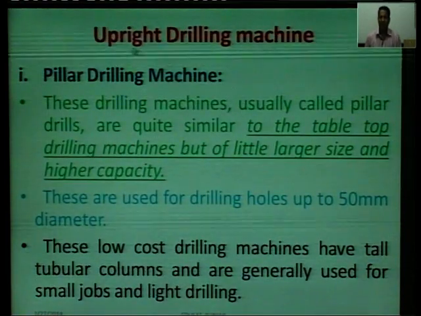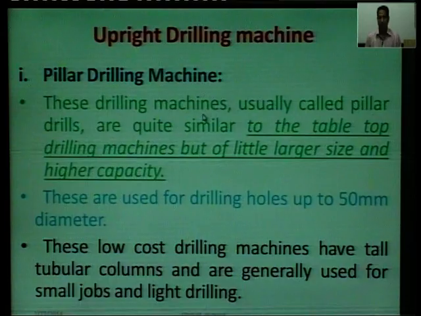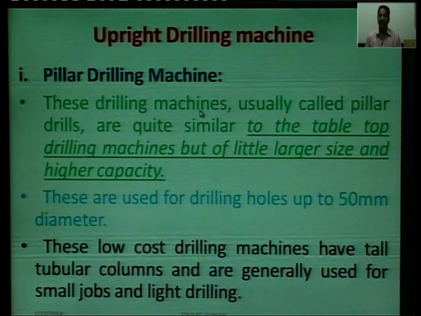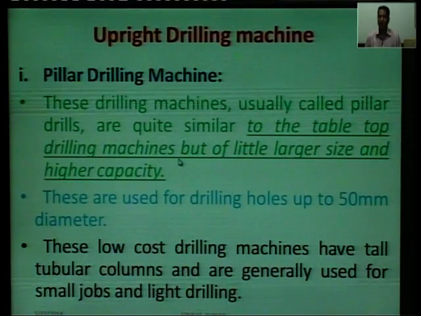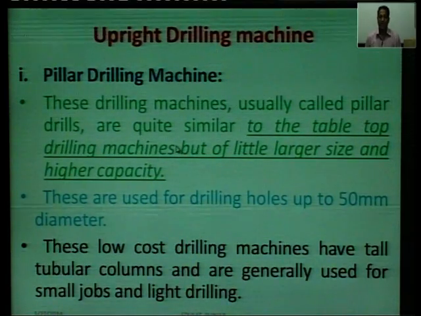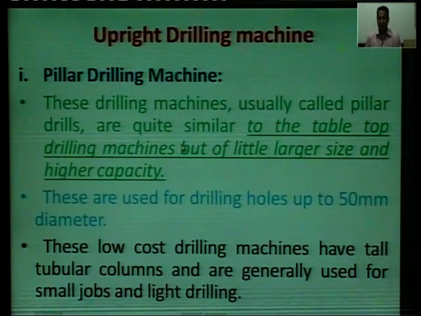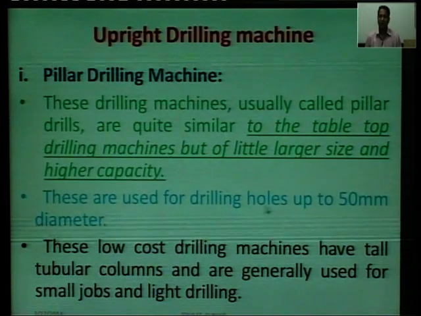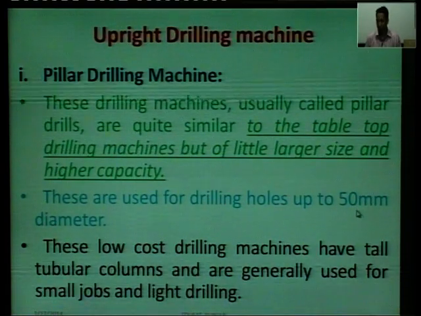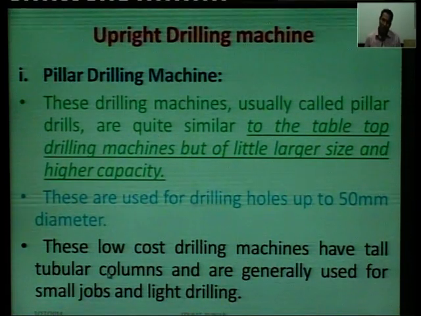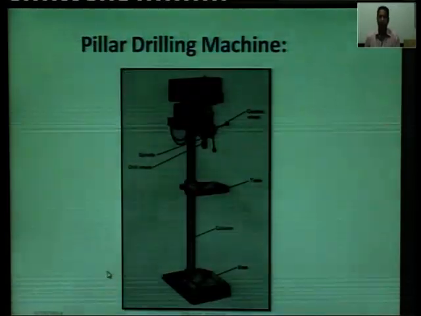Next is the upright drilling machine or pillar drilling machine. As its name indicates, it is similar to the tabletop drilling machine, but of a little larger, bigger size, and has a higher capacity. These are used for drilling holes up to 50 mm, which means almost 2 inches. These are all very low cost drilling machines. I will show you the picture.